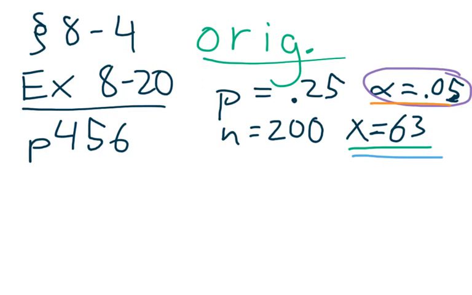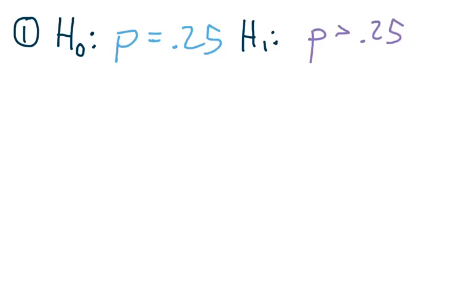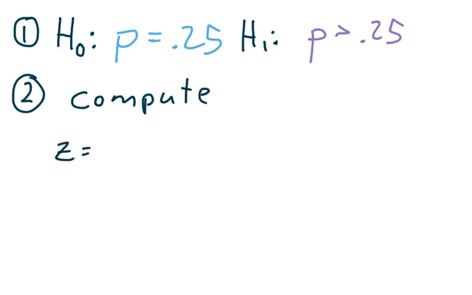All right, so that's a preview of different ways I want to do this problem. Let's go through step by step. Step 1 is identify the hypotheses and the researcher's claim. For H subscript 0, we have p equals 0.25. For H subscript 1, we have p is greater than 0.25. Step 2: for the p-value method, step 2 is to compute the test statistic. In this case, we're computing the z value.